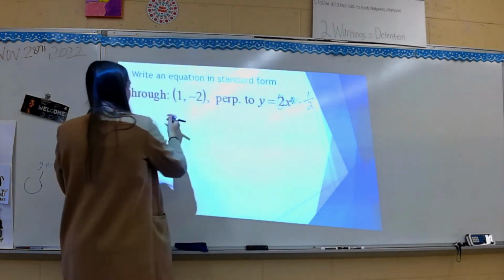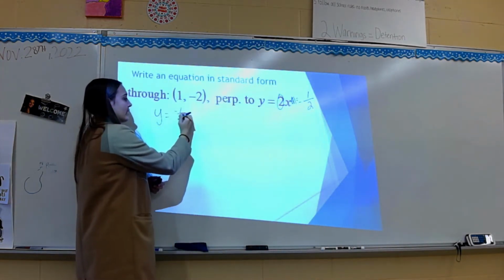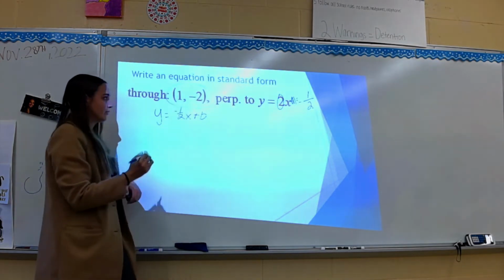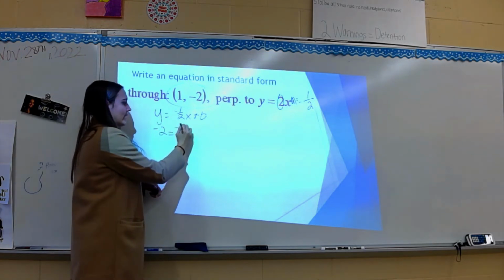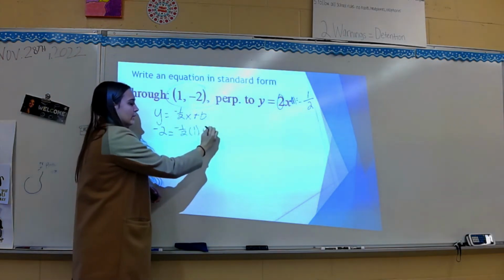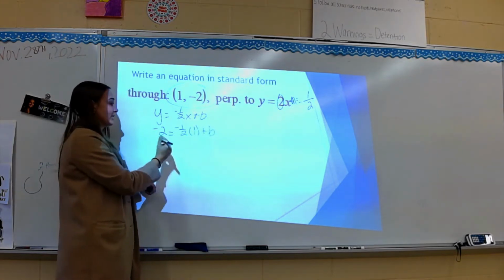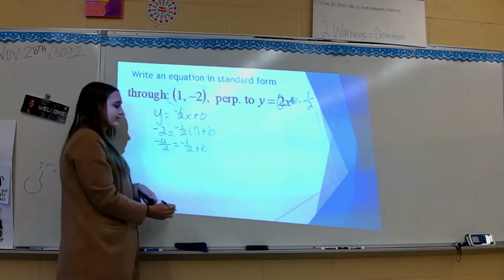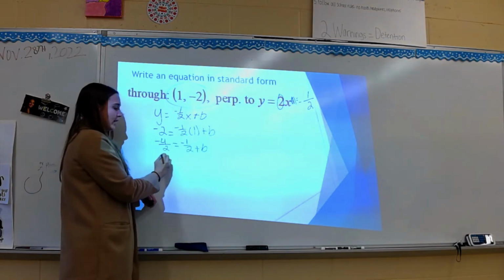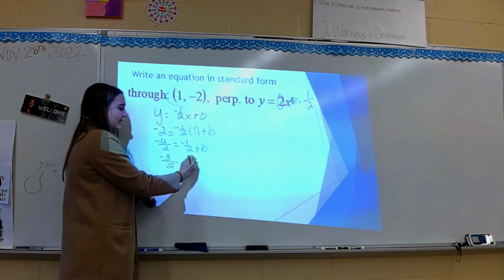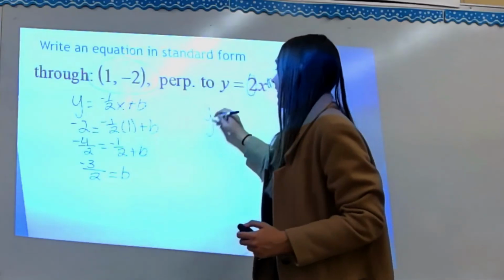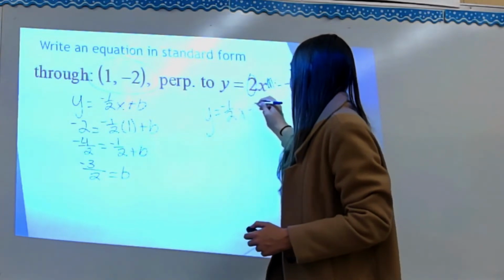I'm going to plug it into y equals negative 1/2 x plus b. And I'm going to plug this point in. So my y is negative 2. My x is 1. And we're solving for our b. Negative 2 is the same thing as negative 4/2. Just put it in halves. This becomes negative 1/2 plus b. Add the 1/2 over. I get negative 3/2 as my b. So my equation in slope-intercept form is going to be y equals negative 1/2 x minus 3/2.